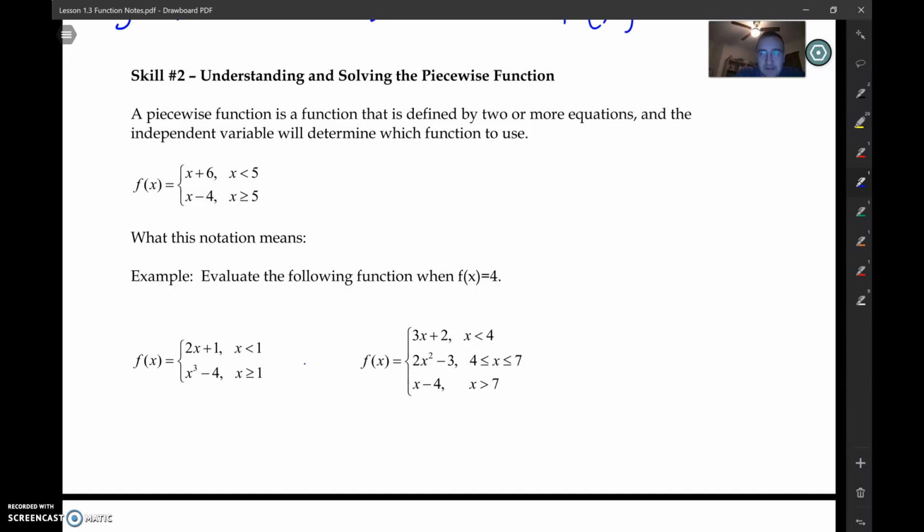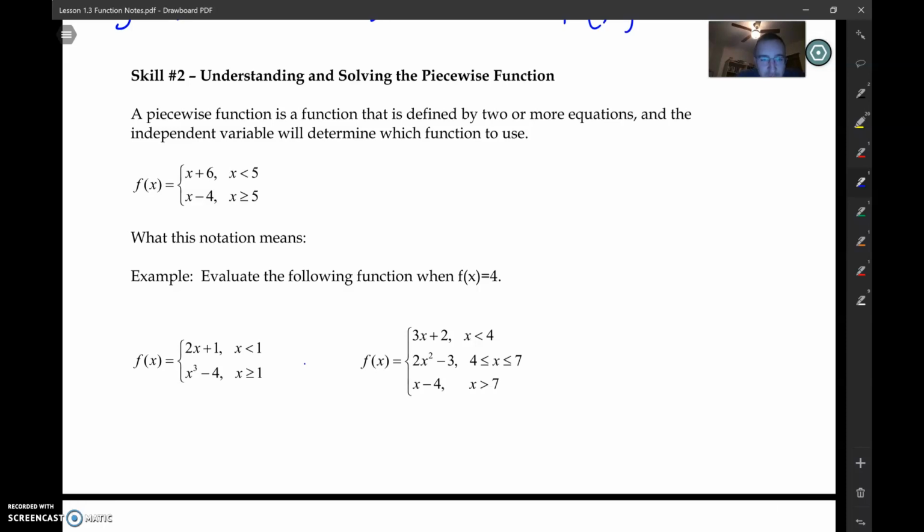A piecewise function is a function that is defined by 2 or more equations, and the independent variable will determine which function to use. So for this example, you have to look at these restrictions off to the side. When x is less than 5, then this is the function that we're operating under: y equals x plus 6, a linear function. If your input is greater than or equal to 5, then you're operating under this linear function. That's what that means.